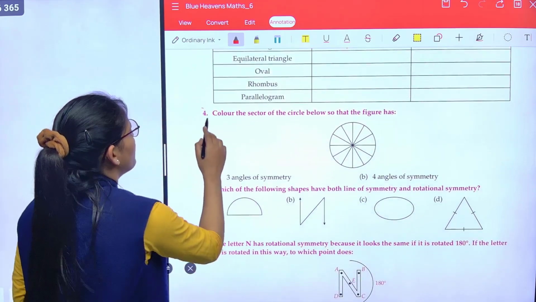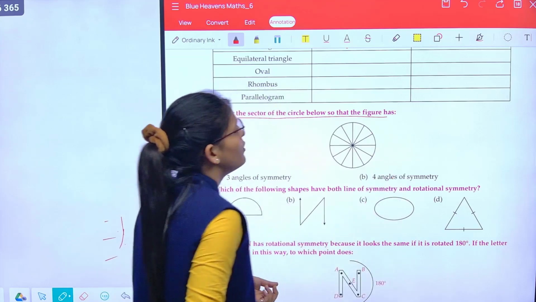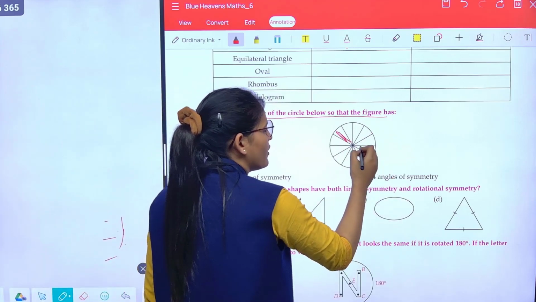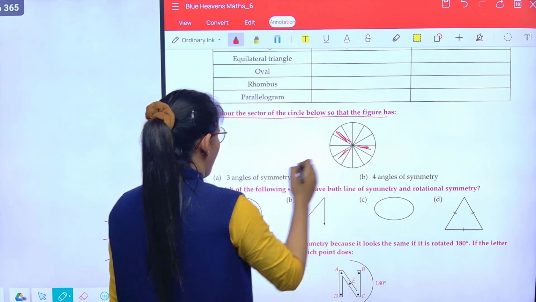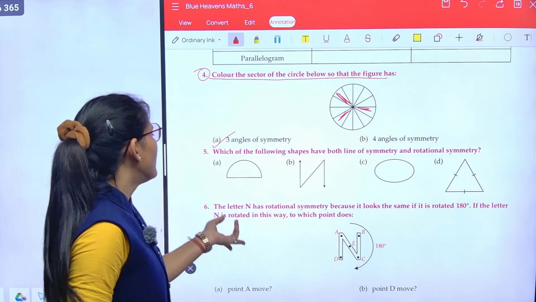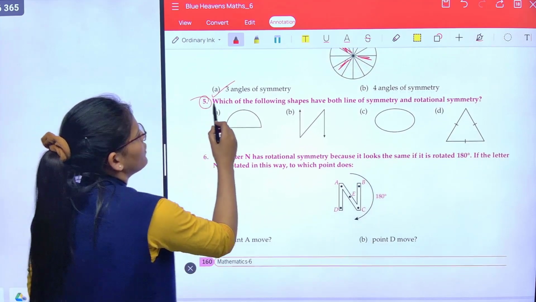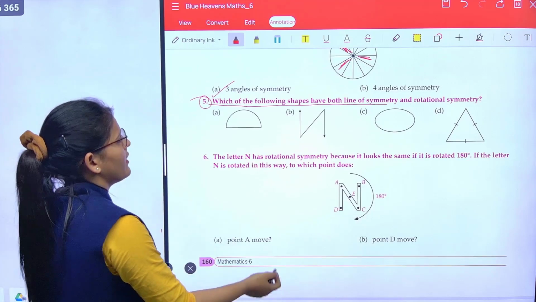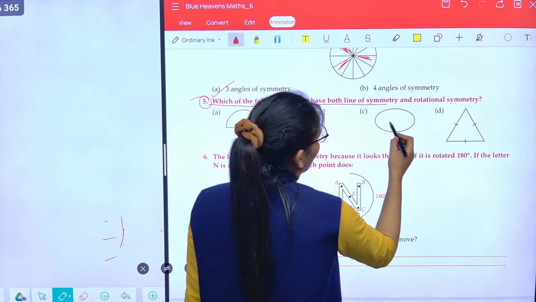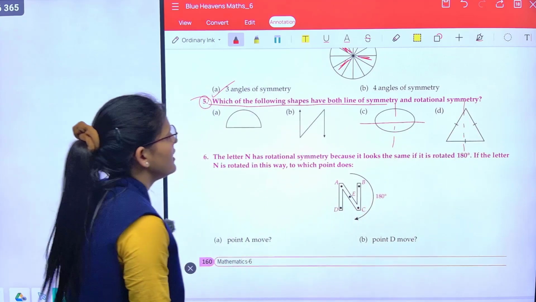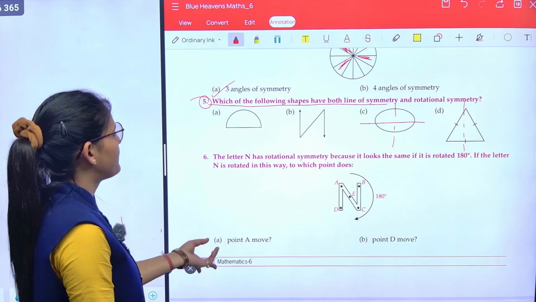Come on, question number 4. Color the sectors of the circle below so that the figure has 3 angles of symmetry. Class, we can color it like this. Now you have to do 4 angles of symmetry. Now question number 5. Which of the following shapes have both lines of symmetry and rotational symmetry? Class, you can draw both lines like this. Both lines of symmetry. Understand?